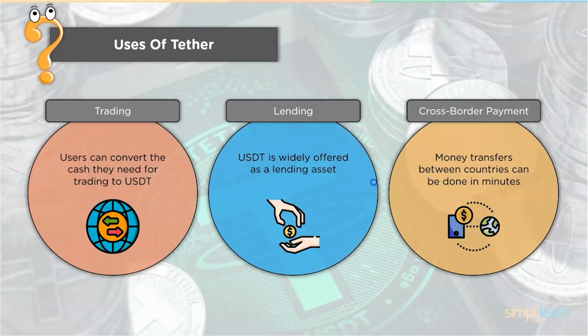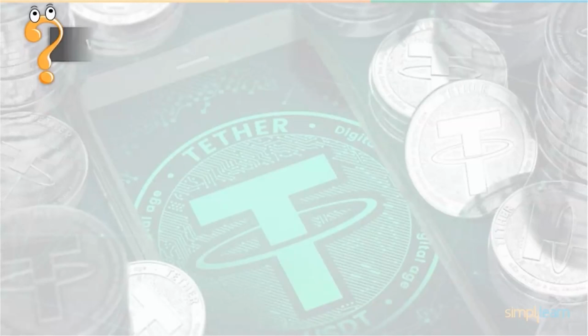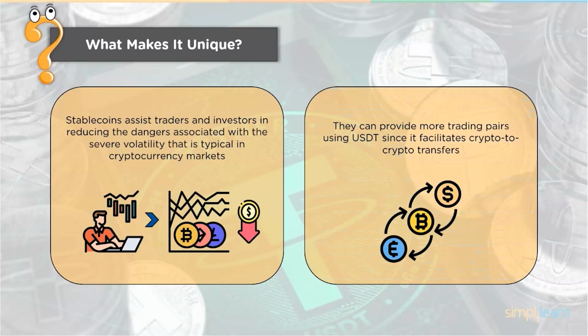That makes me wonder what makes it unique. Stablecoins assist traders and investors in reducing the danger associated with the severe volatility that is typical in cryptocurrency markets. By moving value to USDT, a trader might reduce their risk of exposure to a sudden drop in the price of cryptocurrencies. Also, they enhance the number of trading pairings they can offer by facilitating crypto-to-crypto transfers. Furthermore, it permits merchants to trade cryptocurrency in places where fiat currency is prohibited.